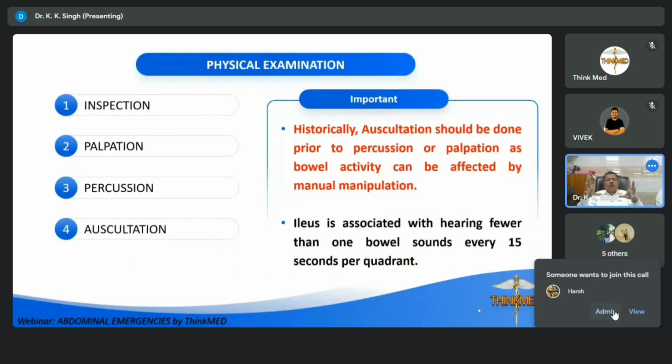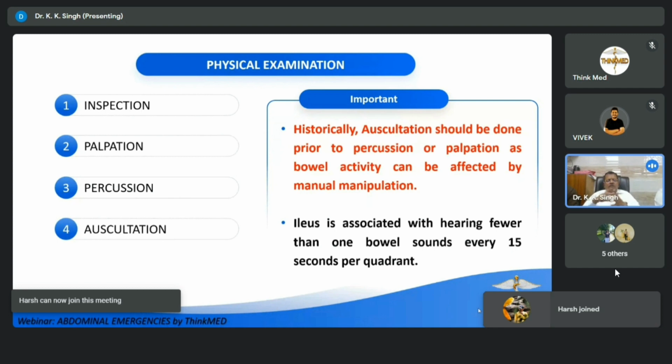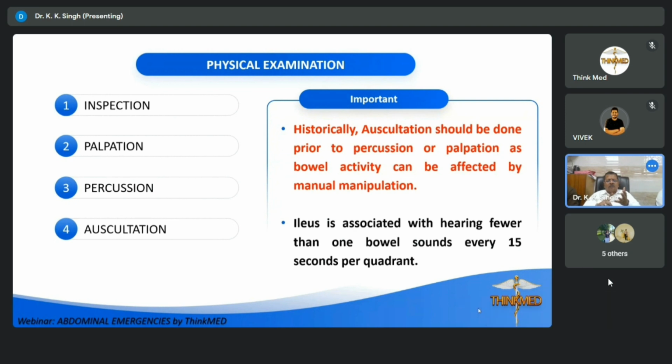Now, on examination, after the history, when you have taken the history of chief complaints, history of present illness, negative history, past history, treatment history, then you will proceed for your examination. What are the main headings of examination? Inspection, palpation, percussion, auscultation, measurements, and hernial sites. These are the six heads under which you have to do your examination.